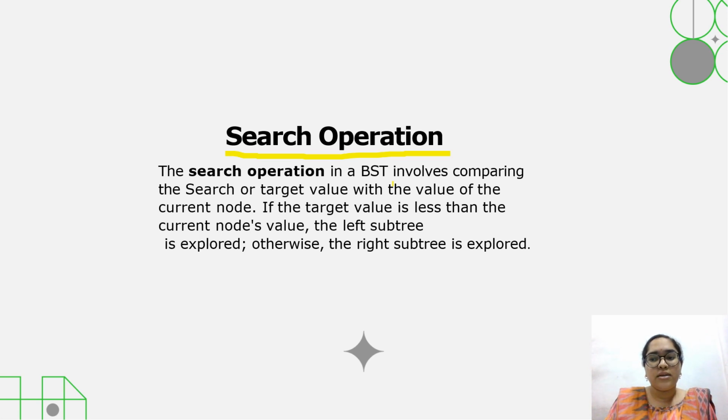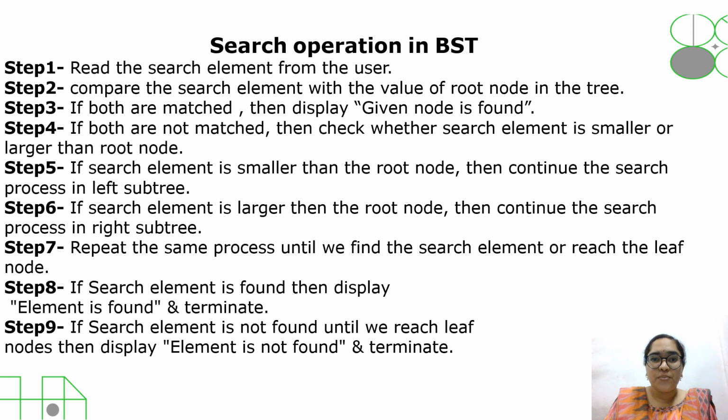Now let's look at the step-by-step procedure of what really happens in a binary search tree search operation. In step 1, we first read the search element from the user, and then after reading this element, we compare the search element with the root node. If the root node and the search element are the same, then we return that the node is found, I mean the given node is found, and we will not continue the process of searching.